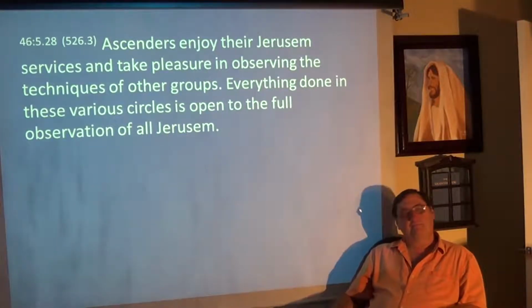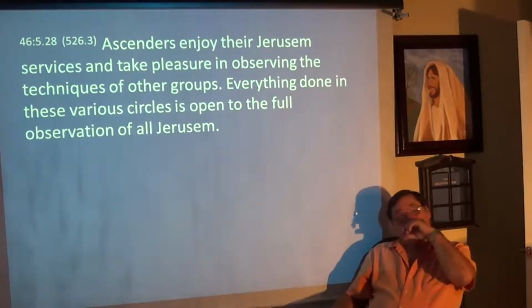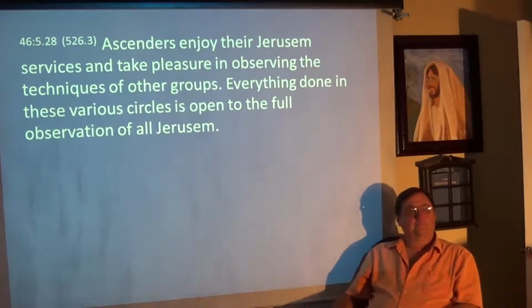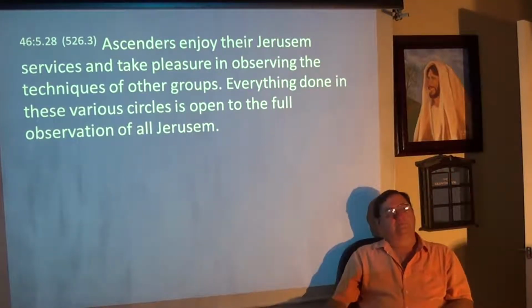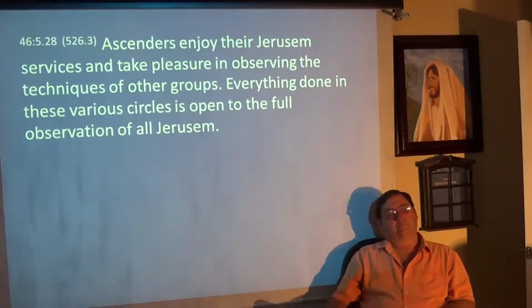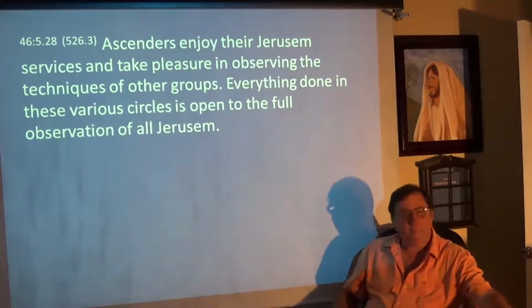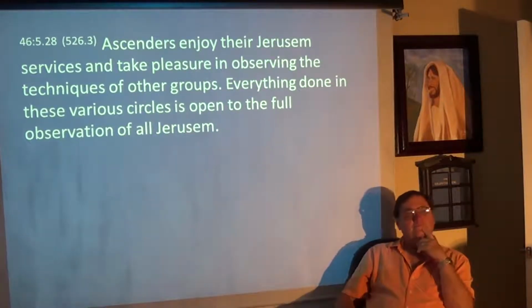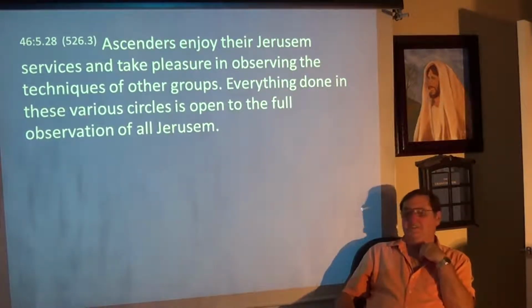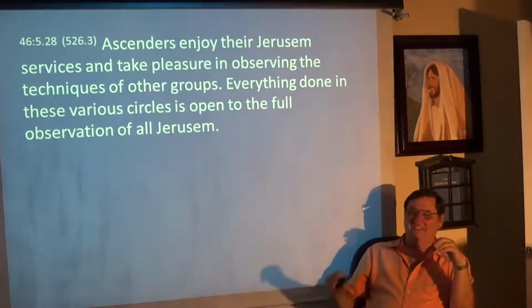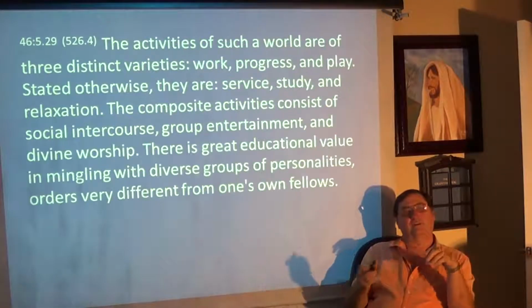Ascenders enjoy their Jerusalem services and take pleasure in observing the techniques of other groups. Everything done in these various circles is wide open to the full observation of all Jerusalem. So there's no walls or anything. All this goes on in full view of everyone, right?